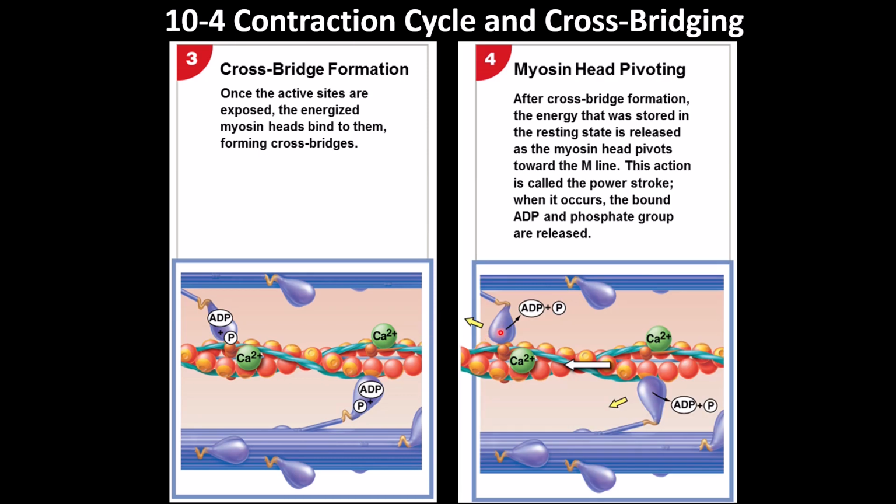Then the head of the myosin moves the actin toward the midline, and that will cause a release of ADP and phosphate. So now this is the sliding filament theory that I talked about before. This is what's happening: the H band is decreasing, and the thin filament is sliding over the thick filament.